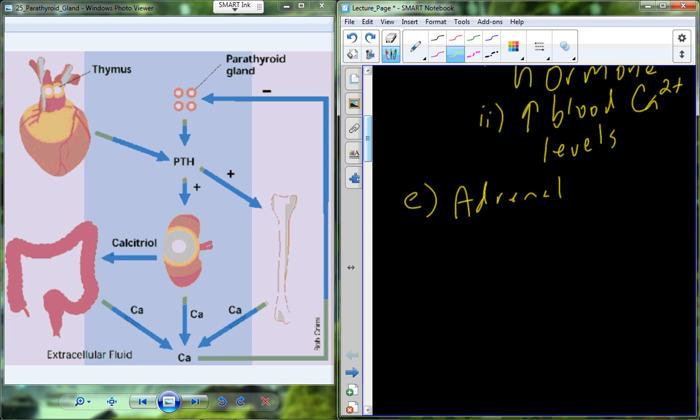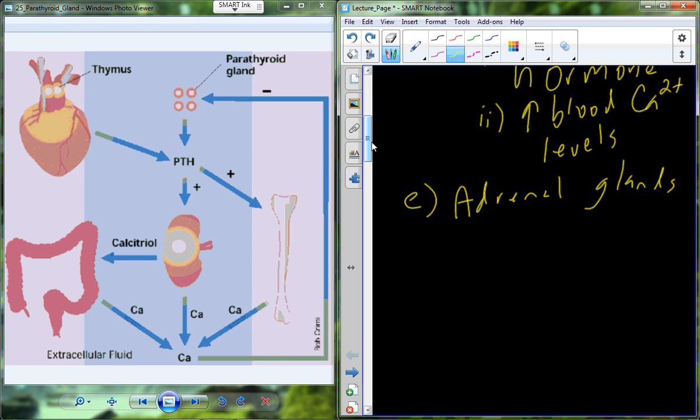The adrenal glands. So do we just need to know when you give it, or would it be beneficial to read? I mean, it would be beneficial to read on it, of course, but I'm giving you the major functions, okay?